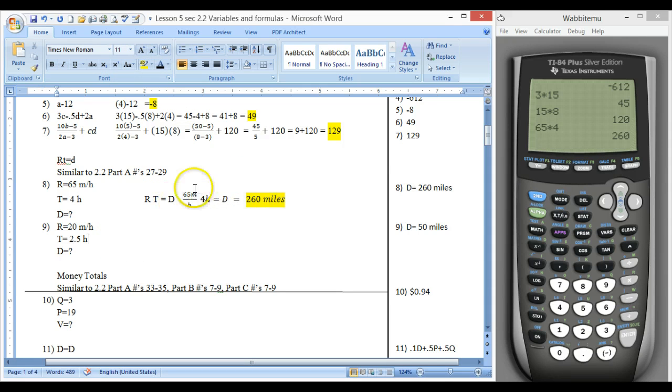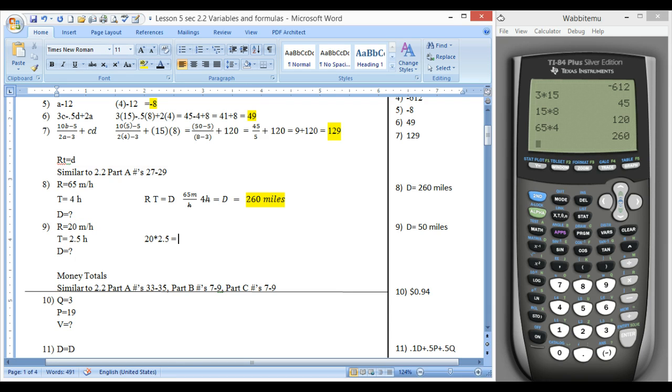Since we've already shown that we can cancel out the hours, I'm just going to go ahead and do the numbers on this one now. So I know I need rate times time. Rate is 20. 20 rate times time. I was given 2.5 hours.